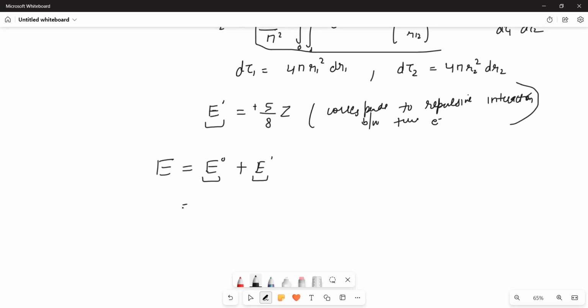So E naught we have found is equal to minus Z square, and E dash is equal to 5 by 8 into Z. This is the energy in atomic units. Now we can write it by taking minus common: minus bracket start Z square minus 5 by 8 into Z. So this is the energy of the helium atom.